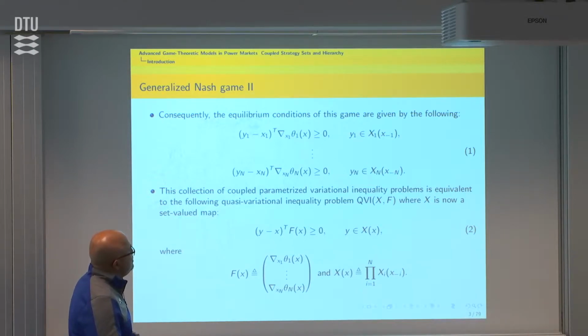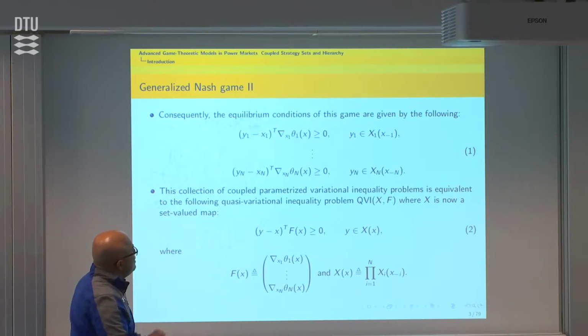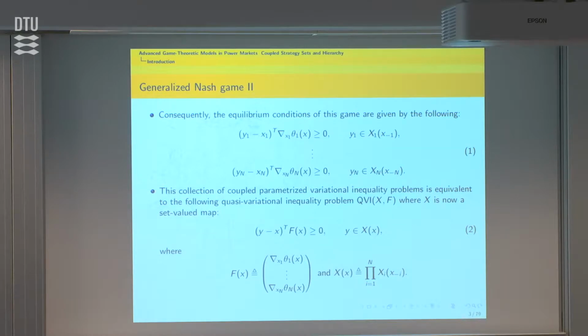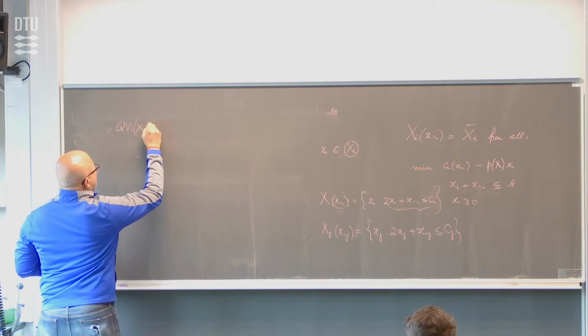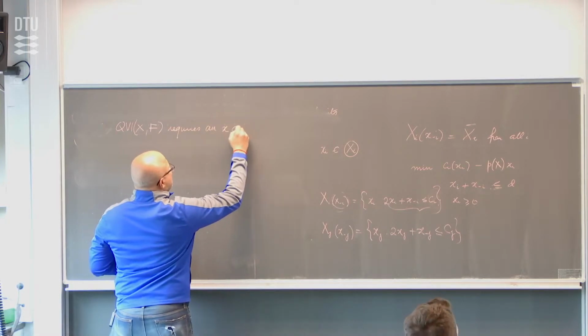I want to make sure that I specify something here. This collection of coupled parameterized variational inequality problems is equivalent to the following quasi-variational inequality problem, or QVI. And this is important to note, the way I've stated it, there's one small thing that I need to make sure everybody sees. The QVI problem, QVI(X, F), requires, so I didn't mention this, requires an x in X(x).